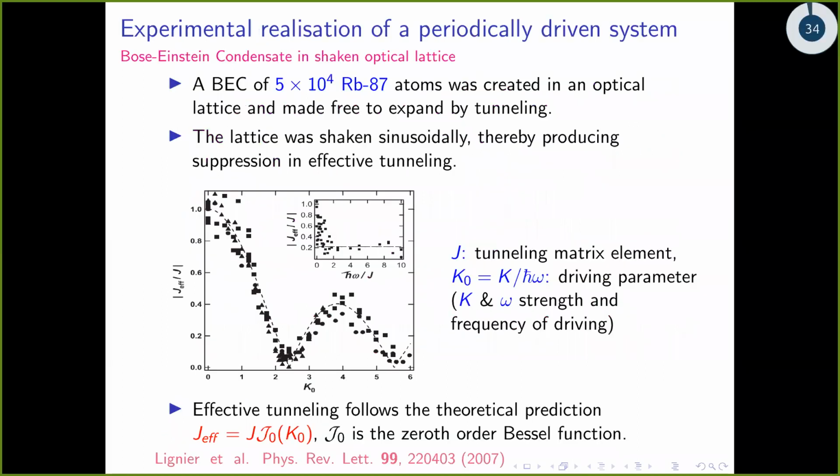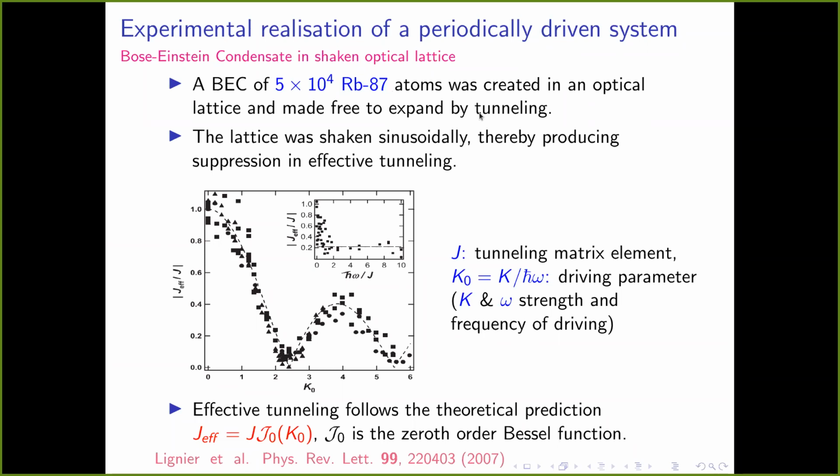Here is one example of experimental realization of a periodically driven system in a shaken optical lattice. This was done by Lignier et al., and appeared in Physical Review Letters in 2007. They had a Bose-Einstein condensate of 5 times 10 to the power 4 rubidium atoms kept in an optical lattice. A BEC is localized at a particular momentum, k equals 0, and it was then made free to expand by tunneling.